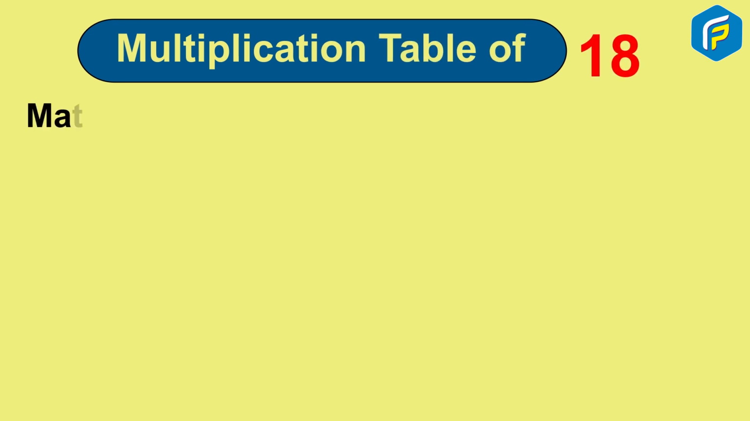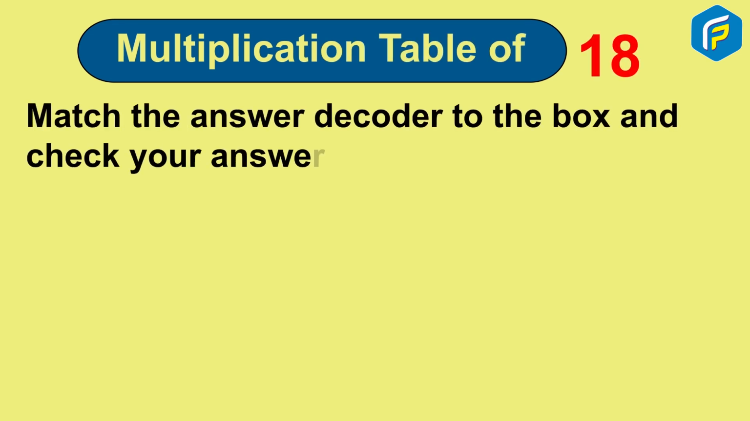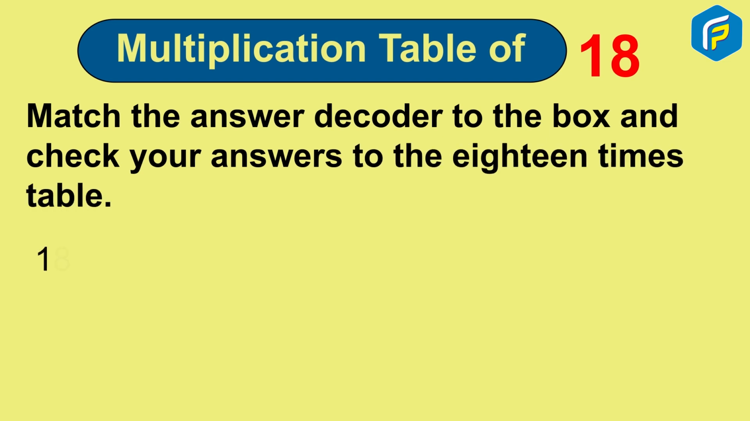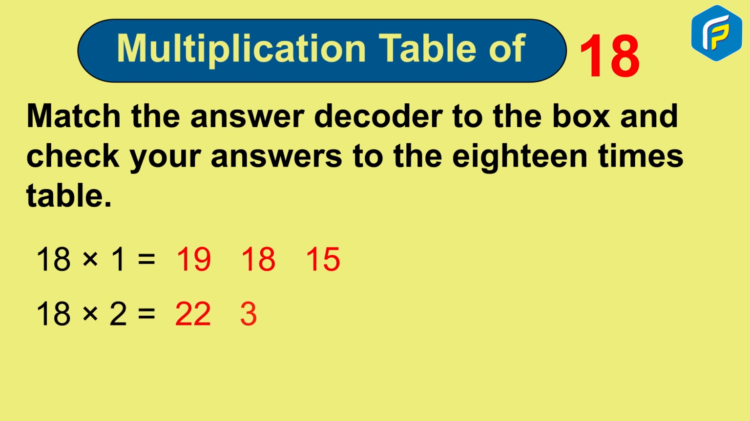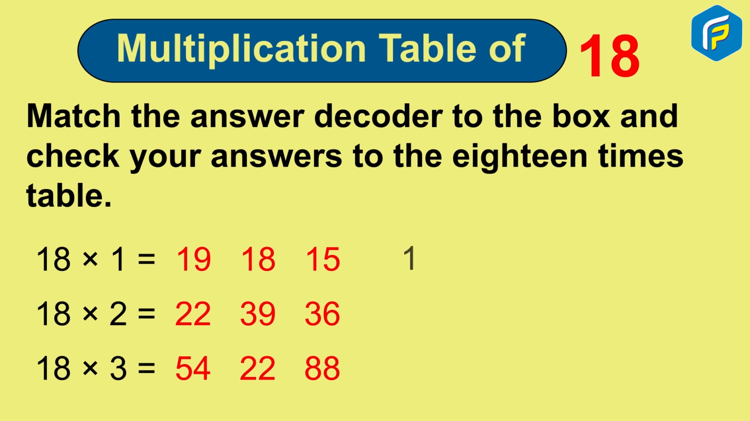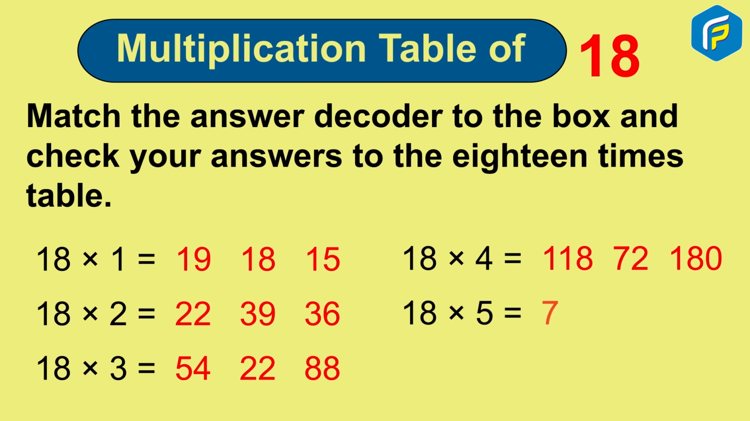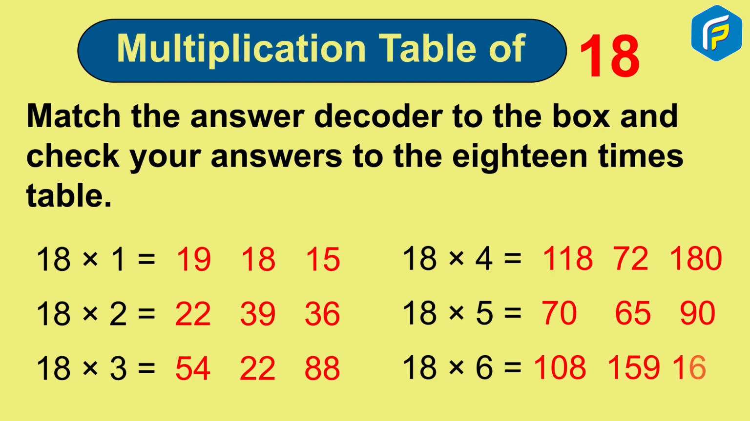Multiplication table of 18. Match the answer decoder to the box and check your answer to the 18 times table. 18 into 1 is equals to 18. 18 into 2 is equals to 36. 18 into 3 is equals to 54. 18 into 4 is equals to 72. 18 into 5 is equals to 90. 18 into 6 is equals to 108.